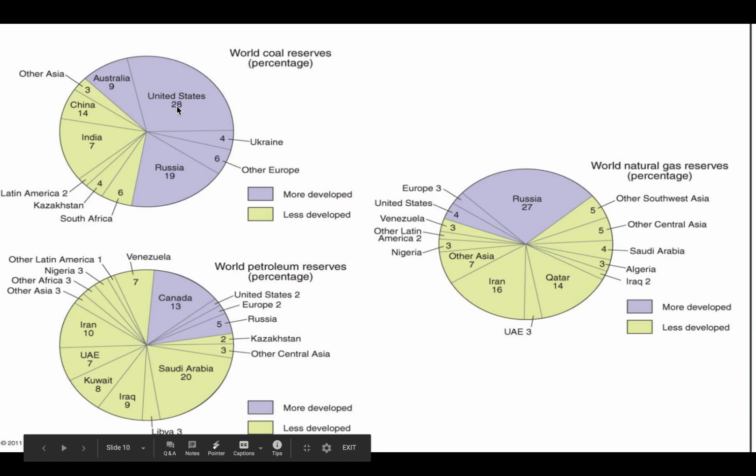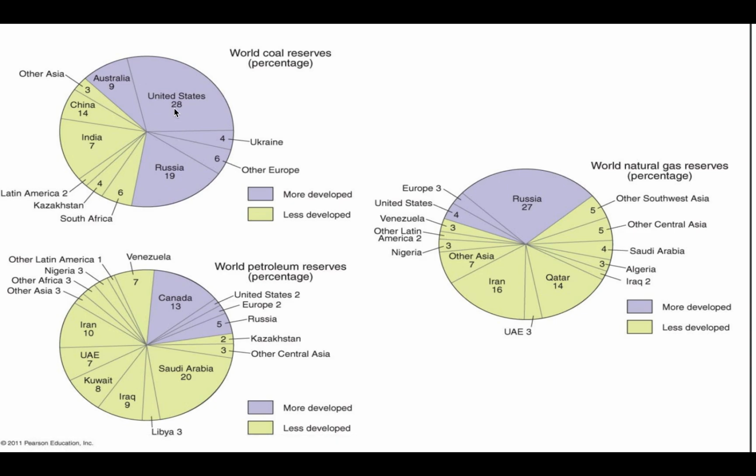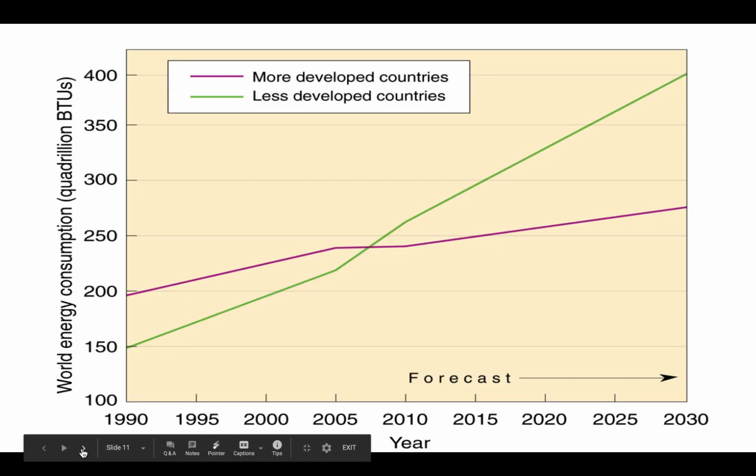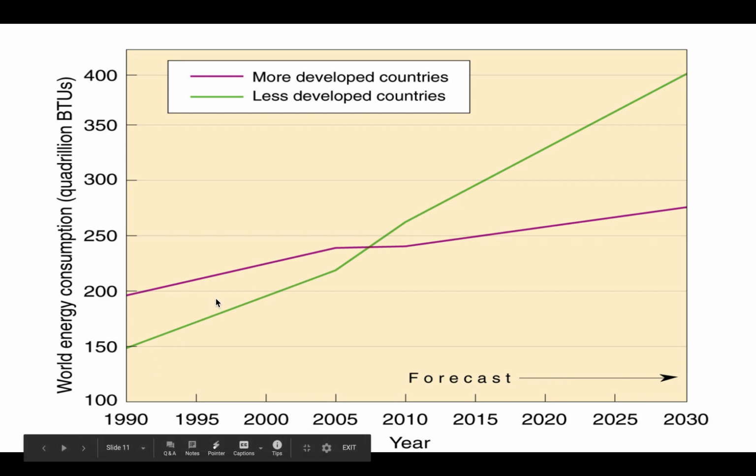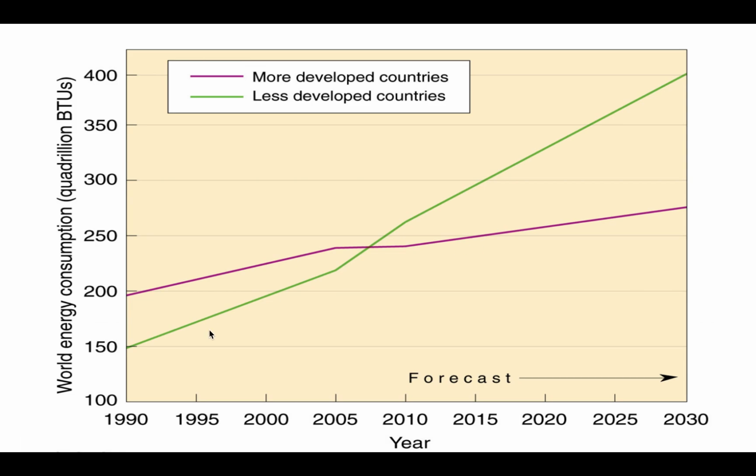When we look at the coal reserves, most is going to be found in developed countries. When we look at natural gas, it's the opposite. Most is going to be found in less developed countries. And even more so when we look at petroleum. Most of the petroleum reserves are found in less developed countries. We look at energy consumption. Less developed countries are forecasted to use more of the non-renewable energy into the future. And again, the importance in our future of using alternative energy or renewable energy.